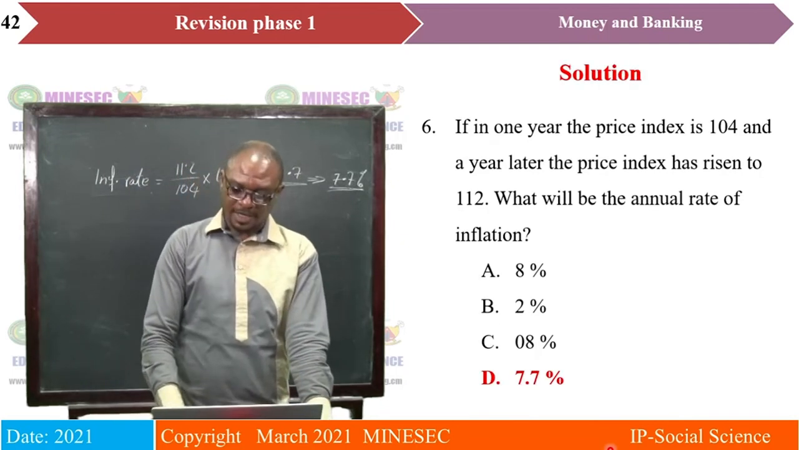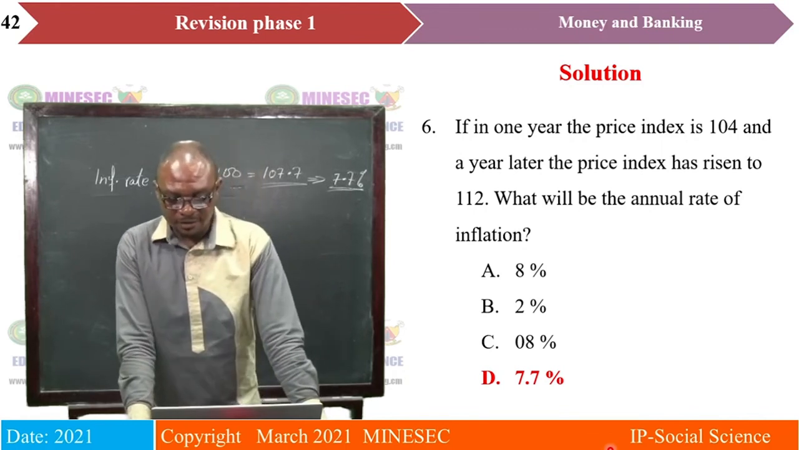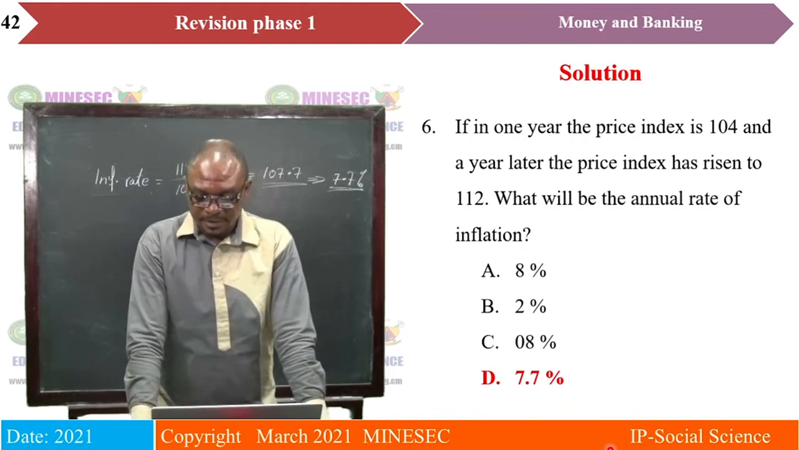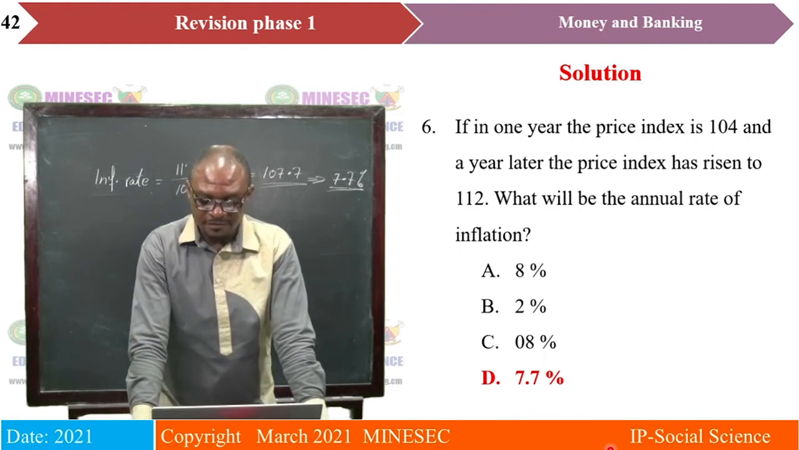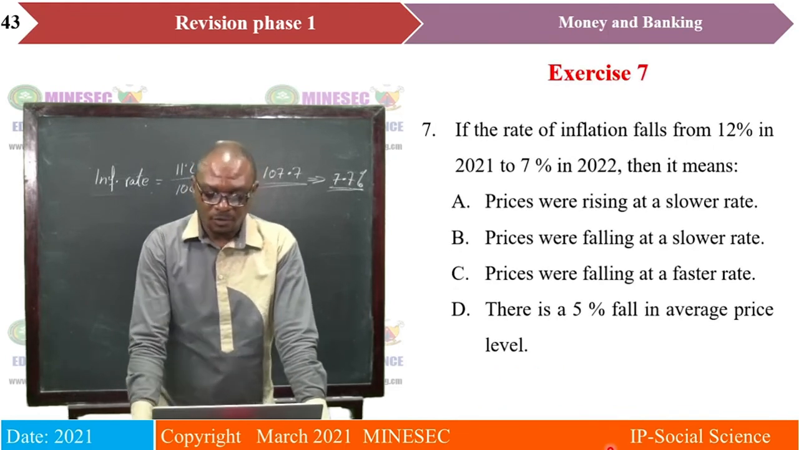So the correct answer there is D, 7.7%, the annual rate of inflation. Okay, take the next question.